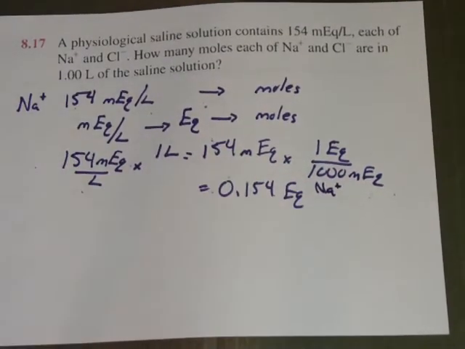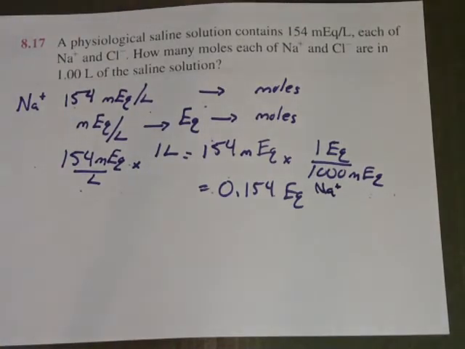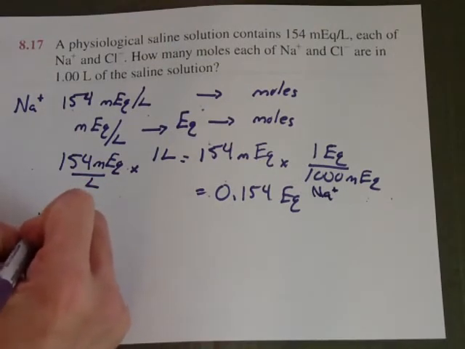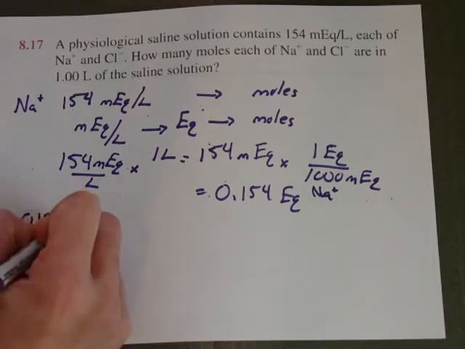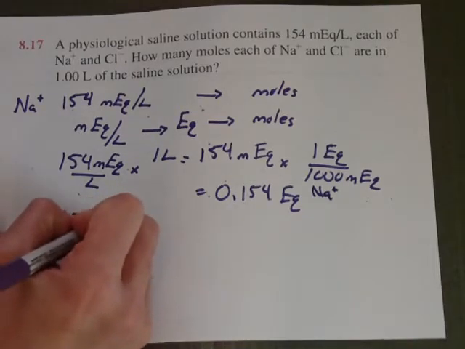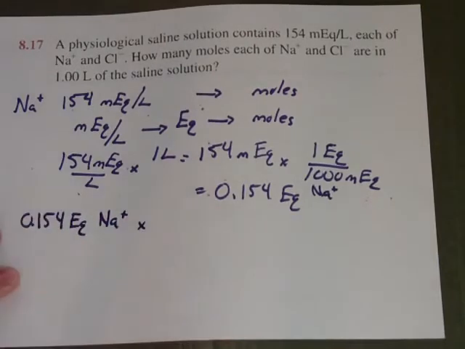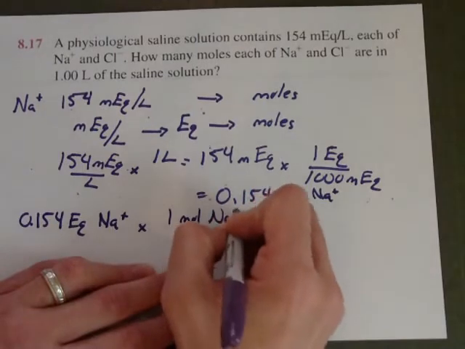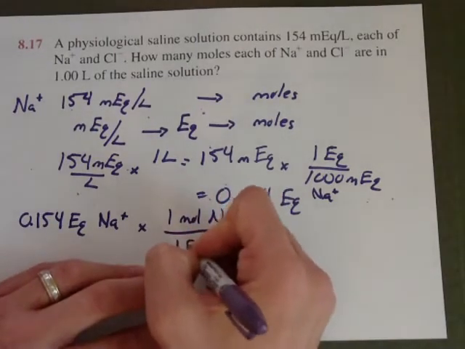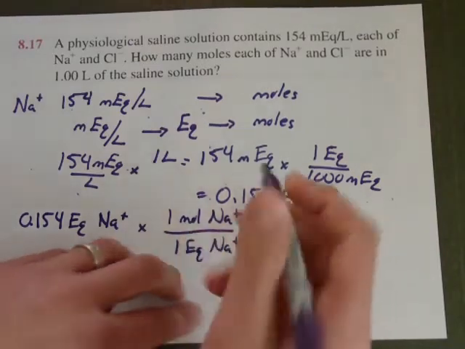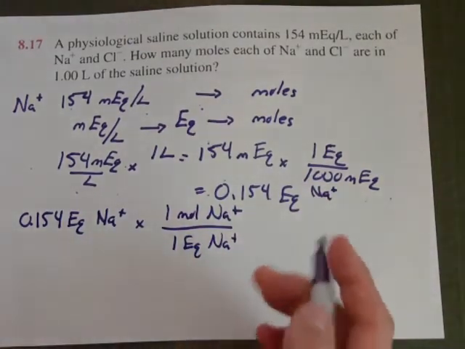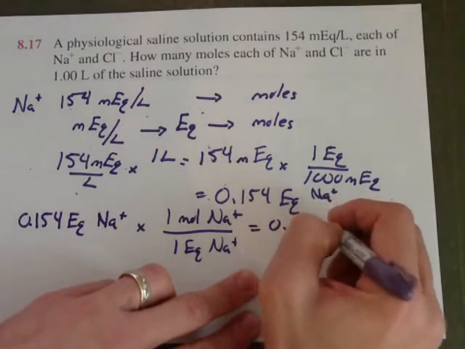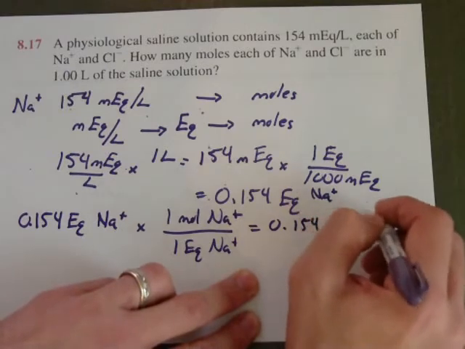And so because Na plus only has a +1 charge, that means that in 0.154 equivalents of Na plus, we multiply that by a conversion factor of 1 mole of Na plus per 1 equivalent of Na plus. And that just comes from it only having a +1 charge. And so when we do that, we get 0.154 moles of Na plus.